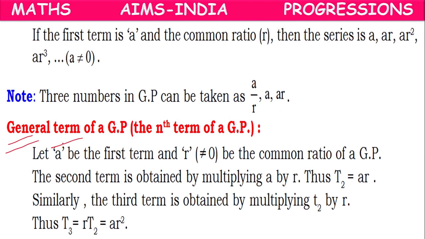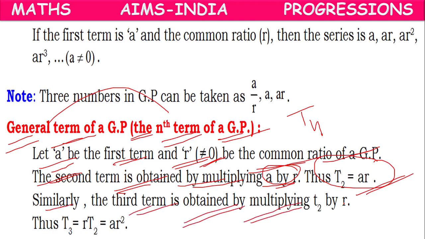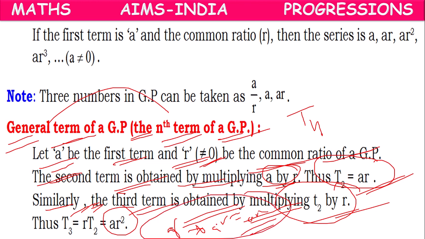Next one, general term of a GP, or it is also called nth term of a GP, represented by Tn. Let A be the first term and R not equal to 0 be the common ratio of GP. The second term is obtained by multiplying A by R. So T2 equal to AR. Similarly, third term is obtained by multiplying T2 by R, means R into T2, which equals AR into R, which is equal to AR square.